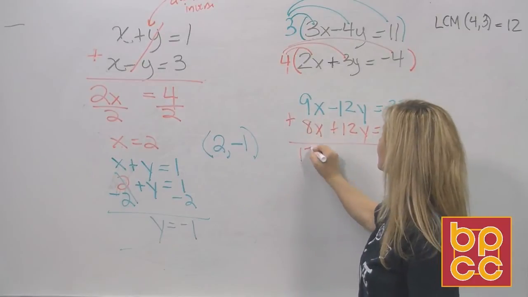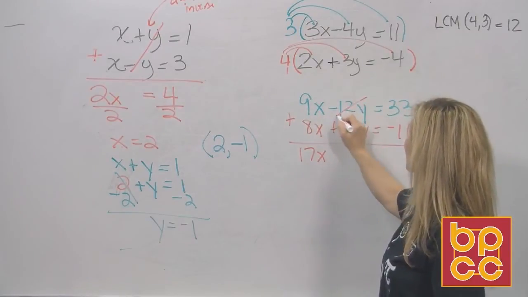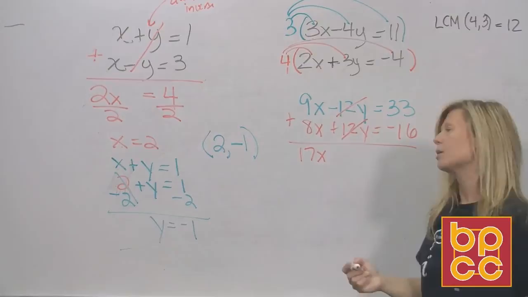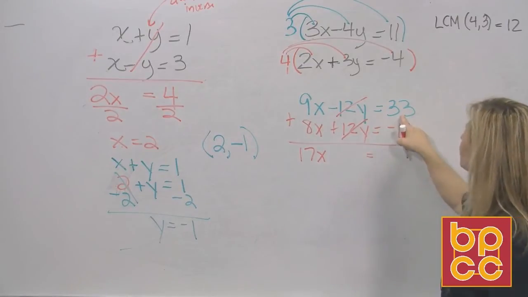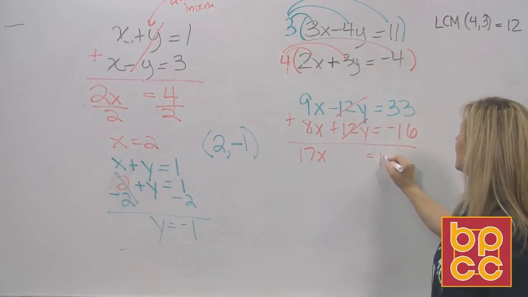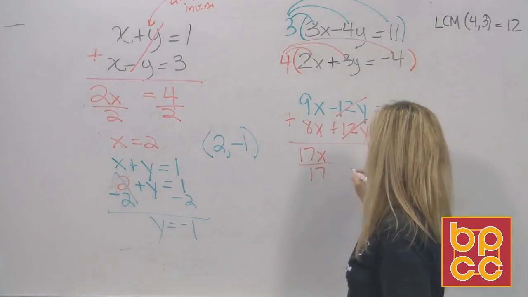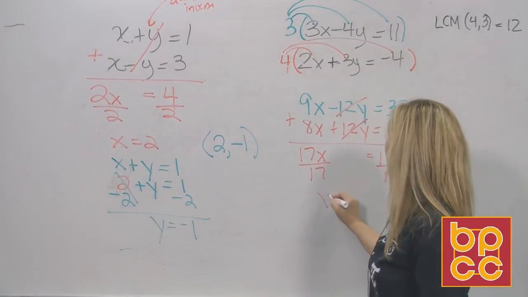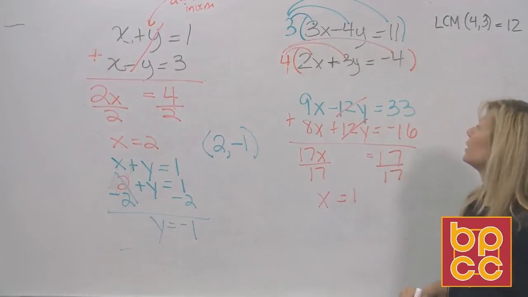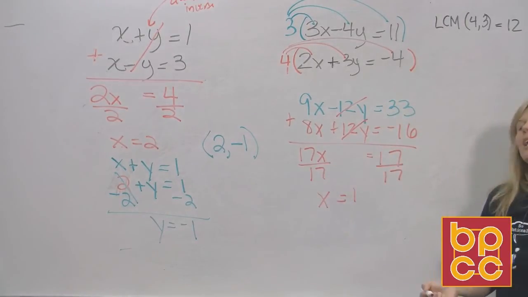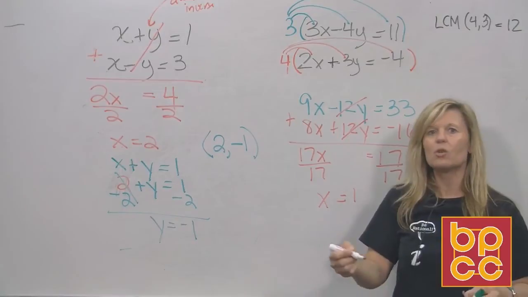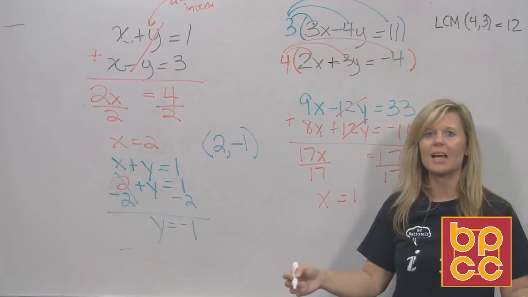9x and 8x is 17x. Negative 12y and positive 12y would make 0. It cancels. 33 plus a negative 16 is 17. Look at that. You're back to algebra 1. Divide by 17, x equals 1. So that's the trick. If it's not already an opposite, you can make it an opposite by doing multiplication.